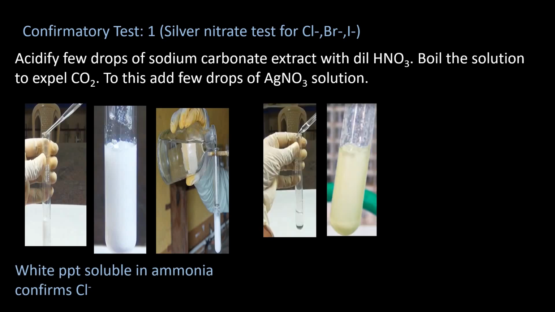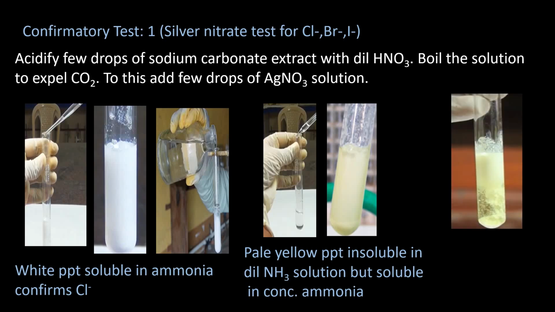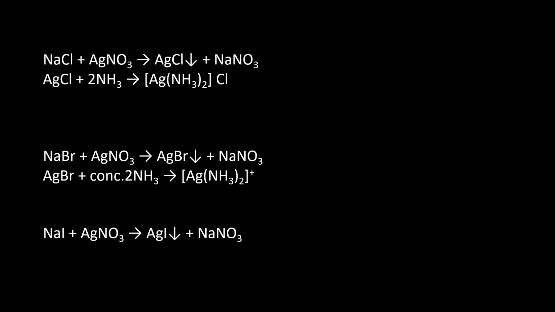Now, after adding silver nitrate solution, if you get a pale yellow precipitate which is insoluble in dilute ammonia but soluble in concentrated ammonia, then it is bromide. And after adding silver nitrate solution, if you get a yellow precipitate insoluble in ammonia, then it confirms the presence of iodide. Now, what is happening here?